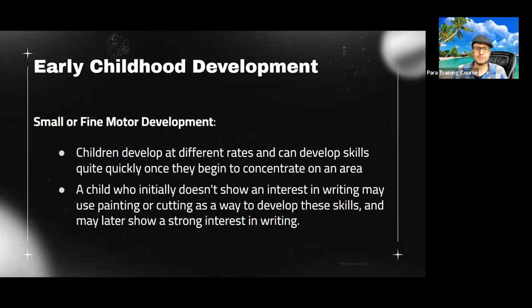All right, a bit more on this topic. Children develop at different rates and can develop skills quite quickly once they begin to concentrate on an area. A child who at first doesn't show an interest in writing might use painting or cutting, something along these lines, as a way to develop these skills, and may later show a strong interest in writing. So again, we're developing at different rates.